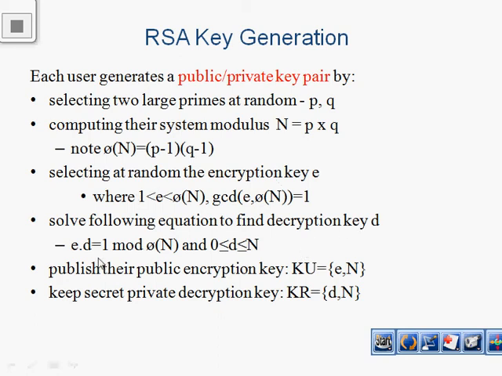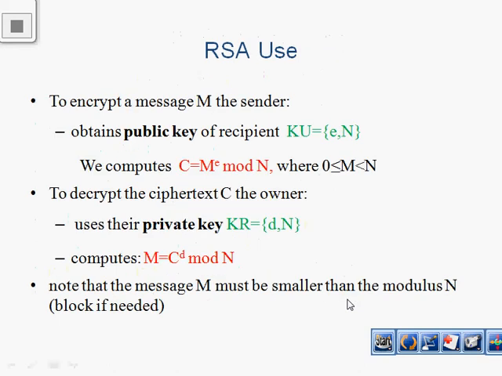Use this formula: E·D is equal to 1 mod φ(n). So the public key KU uses the encryption key value E and the N value. Then the private key uses the decryption value D and the N value. See, this is the use of the RSA algorithm.